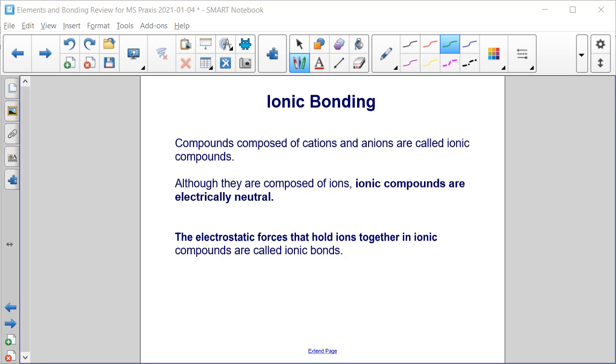Compounds that are composed of cations and anions are called ionic compounds. Though they are composed of ions, ionic compounds overall are electrically neutral. So that means the overall charge of the positive ions has to be balanced by the overall charge of the negative ions to get an overall electrically neutral compound. And again, just to reiterate, the electrostatic forces that hold ions together, that positive and negative attractive force, is the ionic bond. That's what we call the ionic bond.